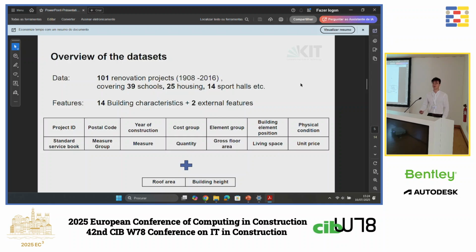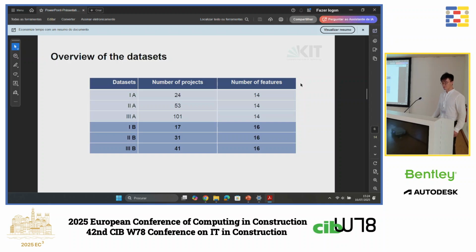We have some experts in this area, and we know how important these two features are. So we extracted this information from OpenStreetMap to complete our data set. So we basically separate the whole data set into two main groups, A and B. A just has 14 features.